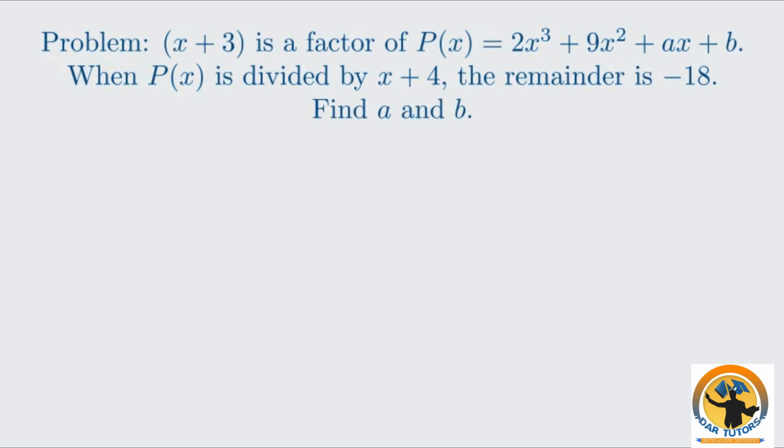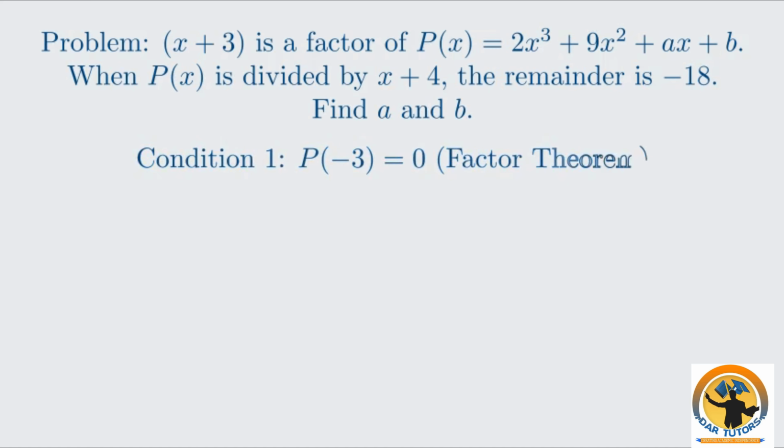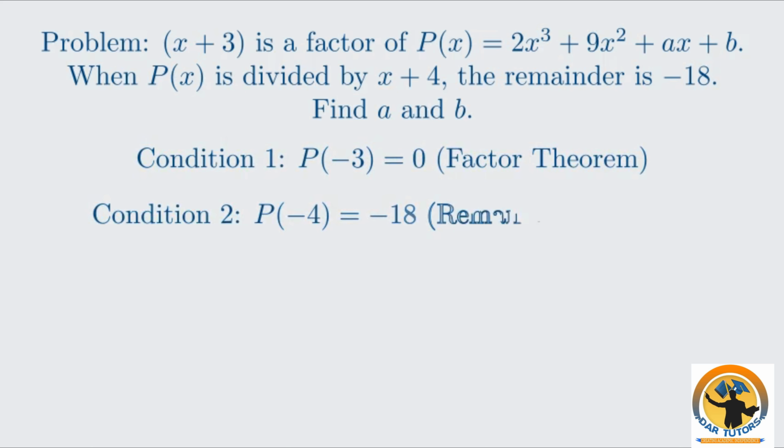We can set up a system of two equations using the given information. The first condition, that x plus 3 is a factor, means p of negative 3 equals 0. The second condition, that the remainder is negative 18 when divided by x plus 4, means p of negative 4 equals negative 18. Let's substitute these values into the polynomial.